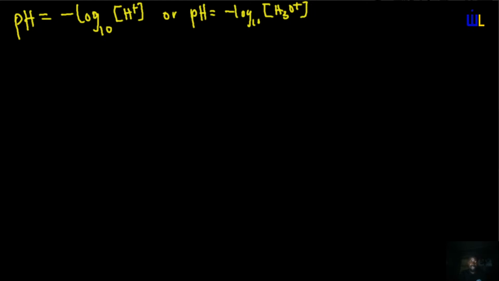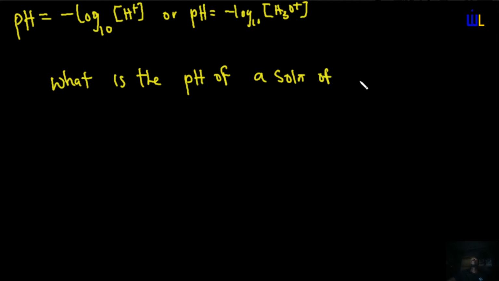Now, imagine, for instance, I'll get around to the questions. Imagine they said, what is the pH of a solution of 0.5 molarity HCl? How do we solve this? Very simple. pH is negative log of the concentration of H plus.